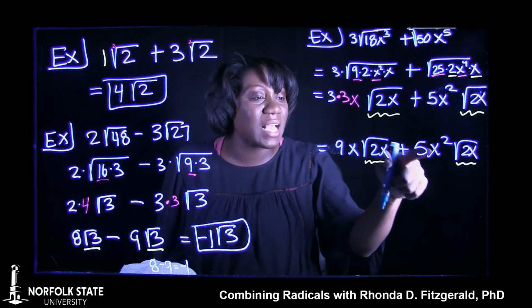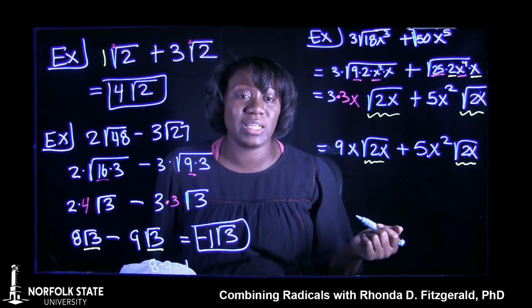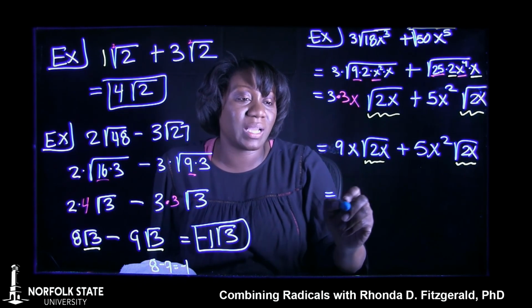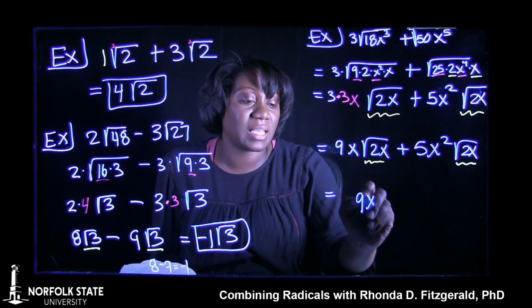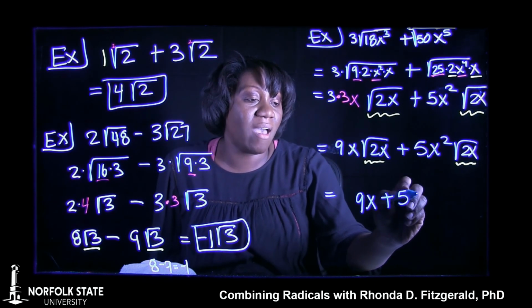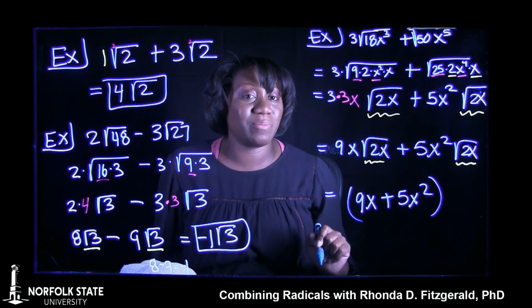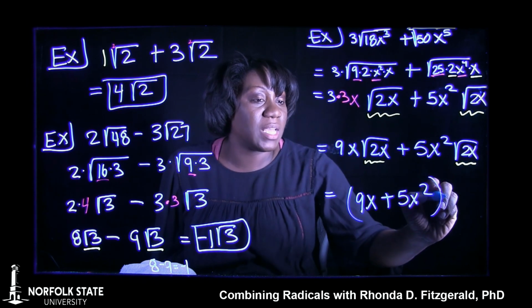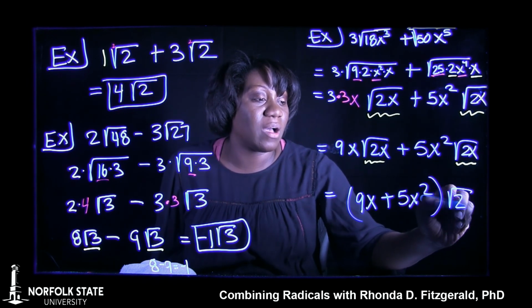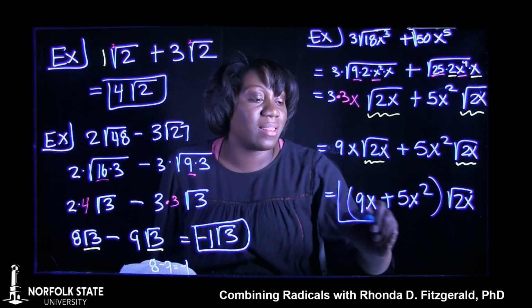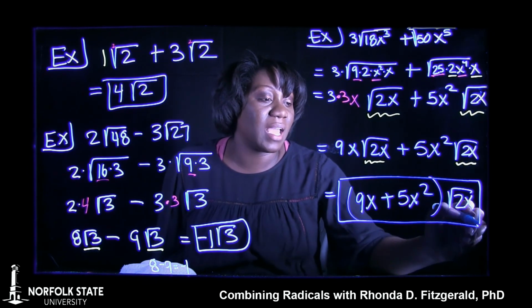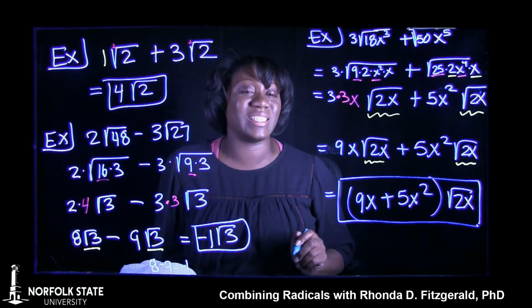But, however, 9x and 5x squared aren't like terms. So the best I can do when combining this is say 9x plus 5x squared, and then our like radical, which is the square root of 2x. That is our final answer for this particular example.